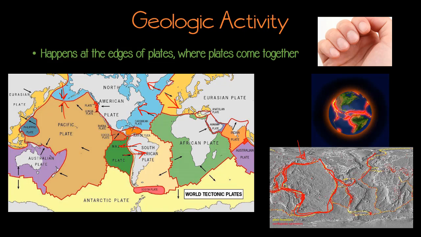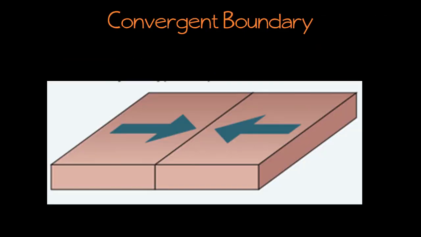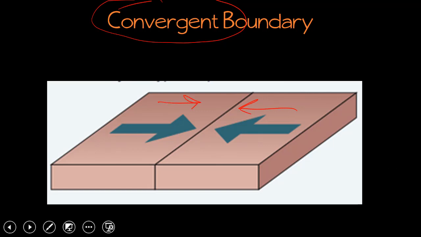So there are three ways that tectonic plates can interact at plate boundaries. And in today's video, we're going to look at one type of boundary that's called a convergent boundary. In a convergent boundary, two tectonic plates are moving toward each other or pushing together. And in a convergent boundary, two different things can happen depending on the types of plates that are pushing together.